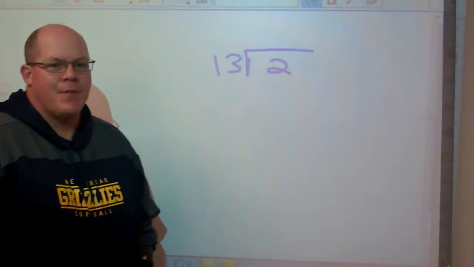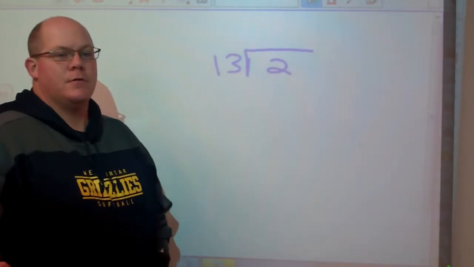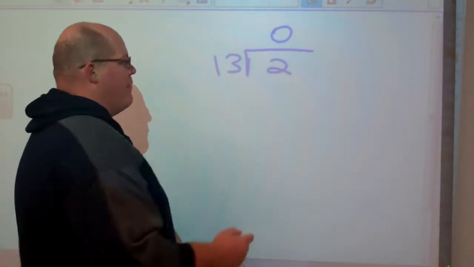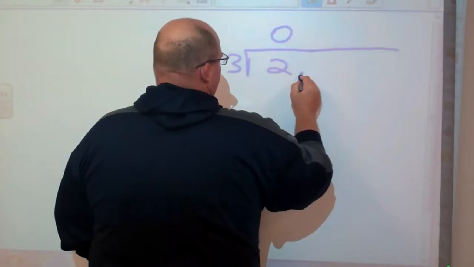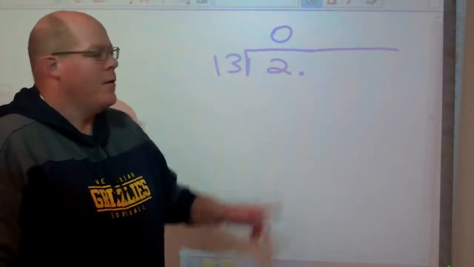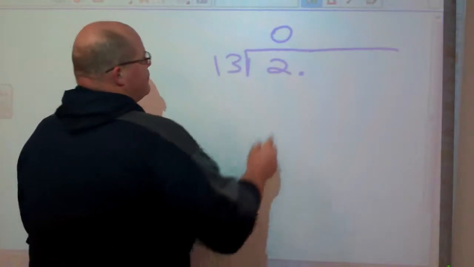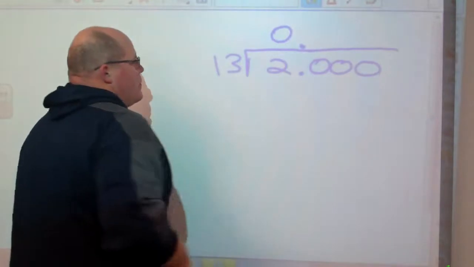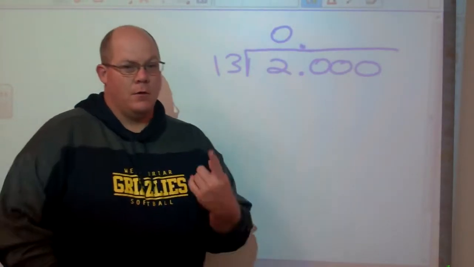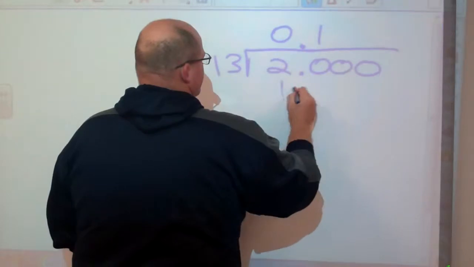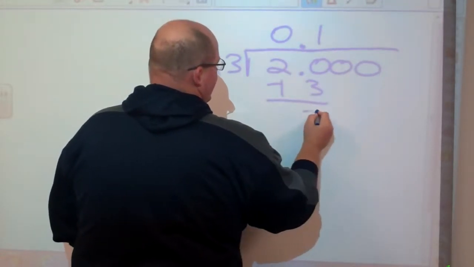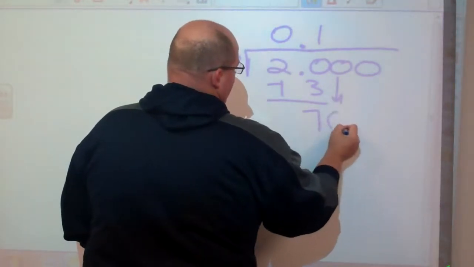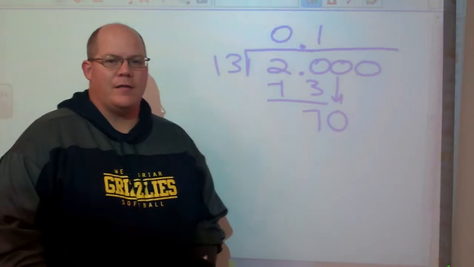So we ask ourselves, how many times does 13 go into 2? 0 times. At this point, I would add my decimal inside my fraction next to my 2. And I need to bring my decimal straight up to where my problem is going to be solved. This is my decimal. And I add a couple of zeros. So how many times does 13 go into 20? 1 time. 20 minus 13 is 7. I'm going to bring down my 0.